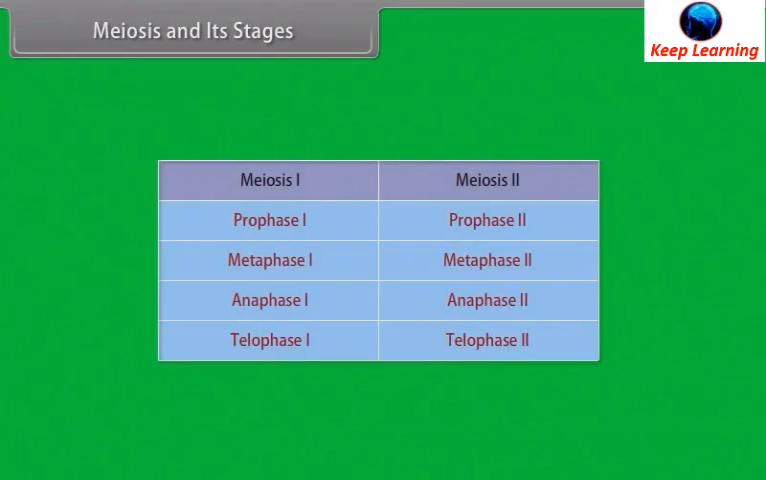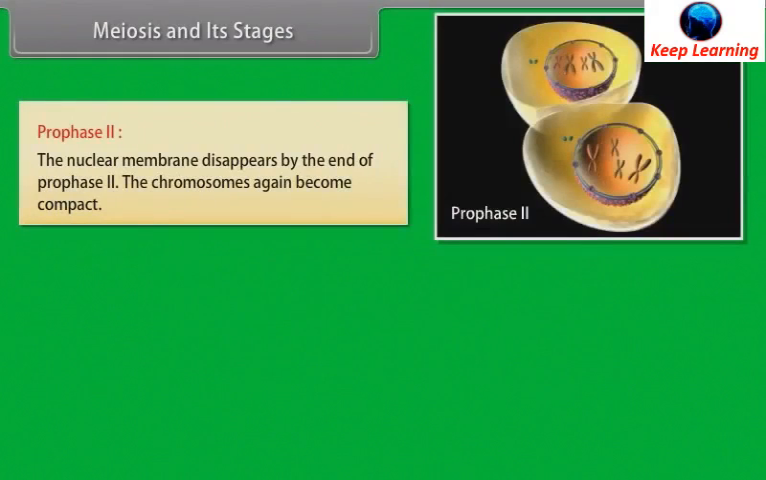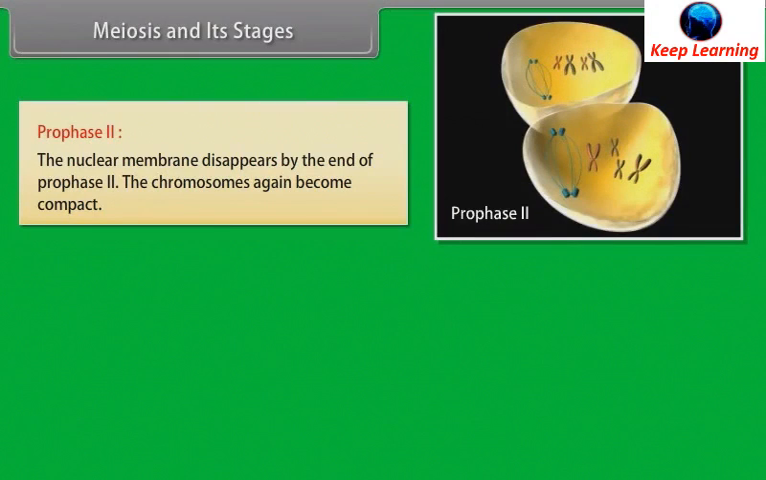Meiosis 2 is initiated immediately after cytokinesis, usually before the chromosomes have fully elongated. In contrast to meiosis 1, meiosis 2 resembles a normal mitosis. The nuclear membrane disappears by the end of prophase 2. The chromosomes again become compact.